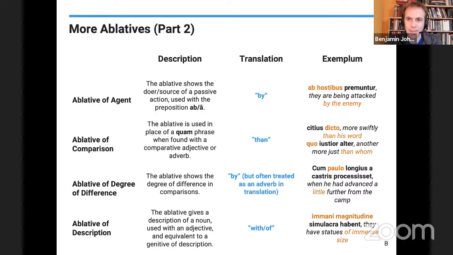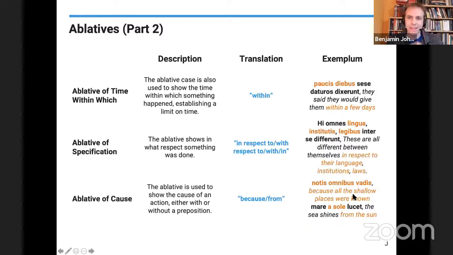And then also we've talked about the ablative of description, where the ablative gives a description of a noun, used with an adjective, kind of like the genitive of description, translated with or of. "Immani magnitudine simulacra habent," they have statues of immense size, or with immense size.